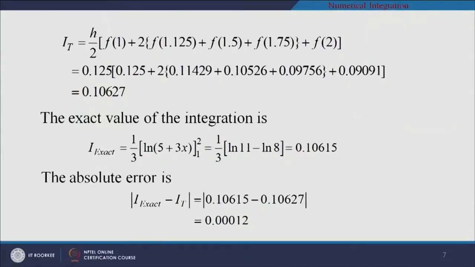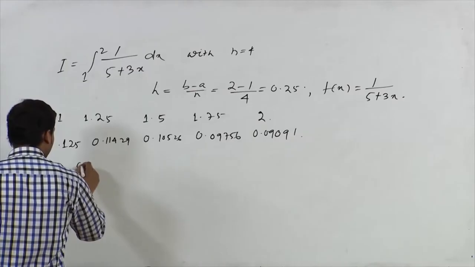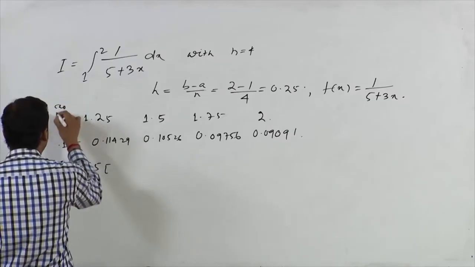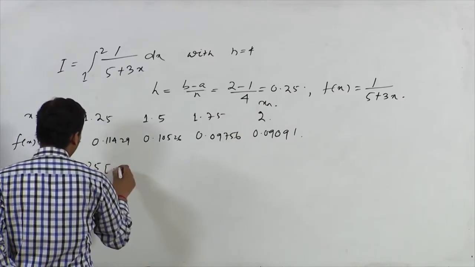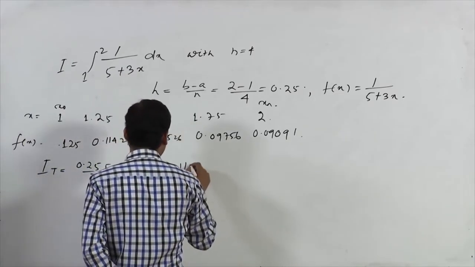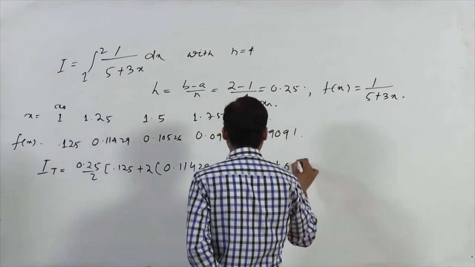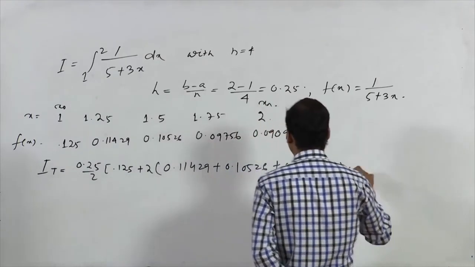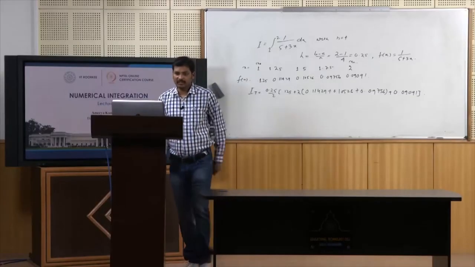So this trapezoidal integration I_T can be written as h/2. So we write 0.25/2 times f(x0), where x0 is a = 1, and xn is 2. So f(x0) is 0.125, plus 2 times (0.11429 plus 0.10526 plus 0.09756), plus 0.09091.